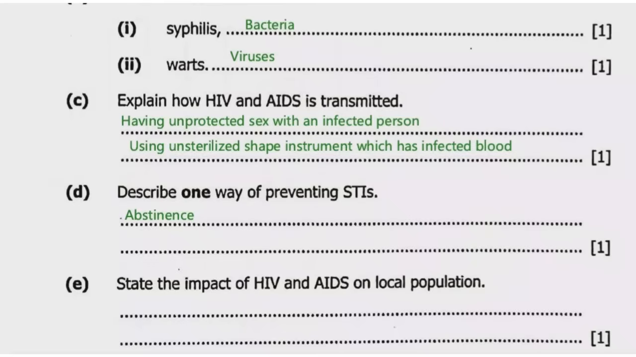If you follow other methods like avoiding using unsterilized instruments, so if you want to cut your nails, you will buy your own razor blade. It's 1 kwacha, 2 kwacha you buy, better than getting infected. If you want to get blood from someone, make sure that it is screened to make sure that it has no HIV or AIDS. Such things like that.